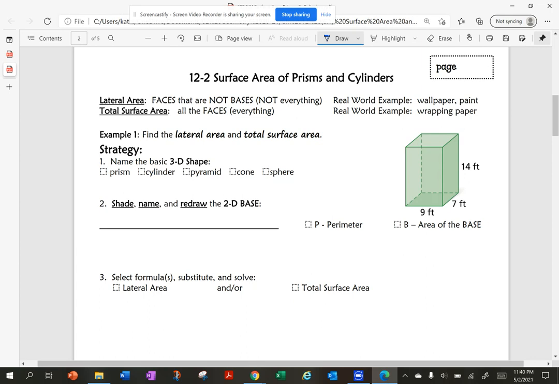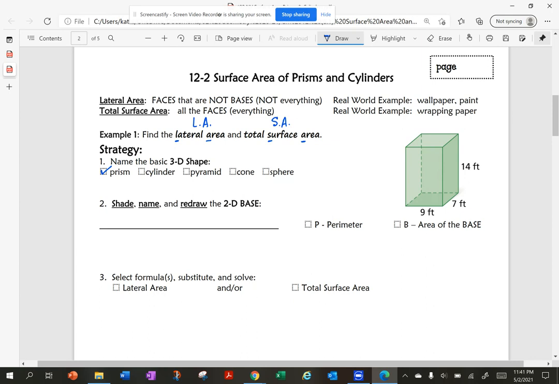All right, so let's start out. I want to find the lateral area and the total surface area. A lot of times we abbreviate lateral area as LA and total surface area as SA. I want to start by identifying what my 3D shape is. Looking at this, I know I have a prism.